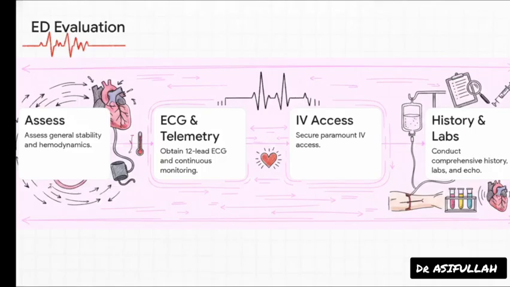Section 5. Emergency Evaluation and Management, the Frontline Protocol. When a patient rolls into the ED, you've got to follow this rigid protocol step by step. Start right at step 1 with general hemodynamic stability. Step 2 is obtaining a 12-lead ECG and vitally initiating continuous telemetry. Let me be clear, continuous monitoring is absolutely mandatory for high-grade blocks and any presentation involving syncope. Step 3 is securing paramount IV access, and Step 4 rounds it all out with a comprehensive history, looking at medications, electrolytes, getting troponin testing, and an echocardiogram to check for structural disease.